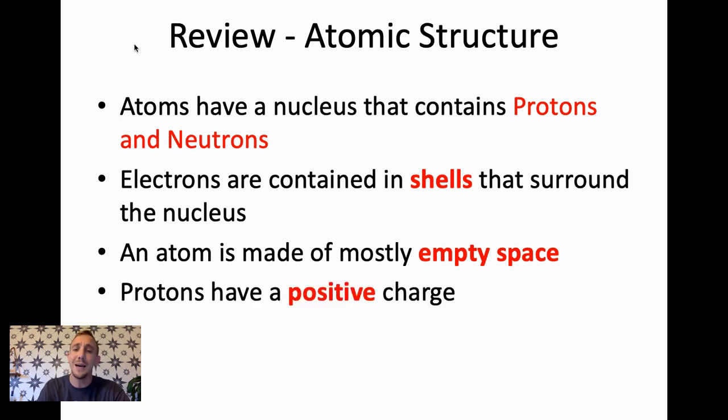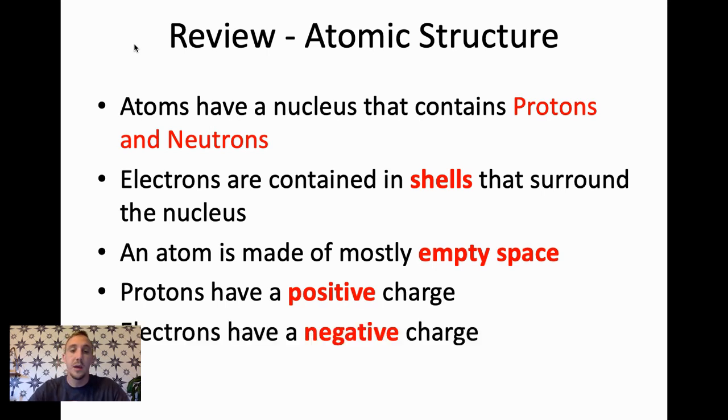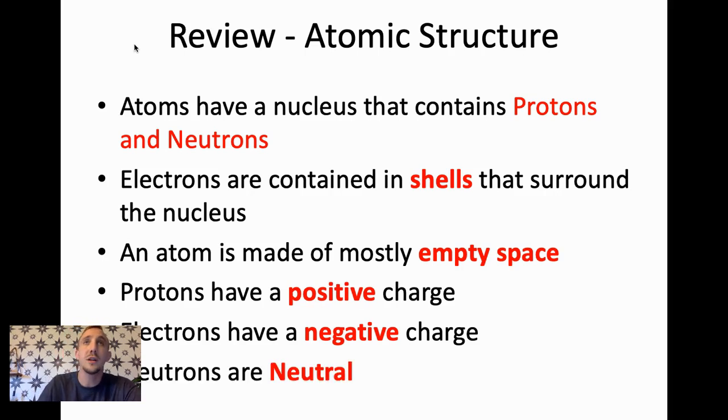Protons have a positive charge, and the reason is that in Rutherford's model, the alpha particles, which had a positive charge, were deflected. That only means there had to be another positive charge pushing them away. Electrons have a negative charge, and neutrons are neutral. Those are some things you should have reviewed, and when we take our quiz on Wednesday, this is some of the material you're expected to know.